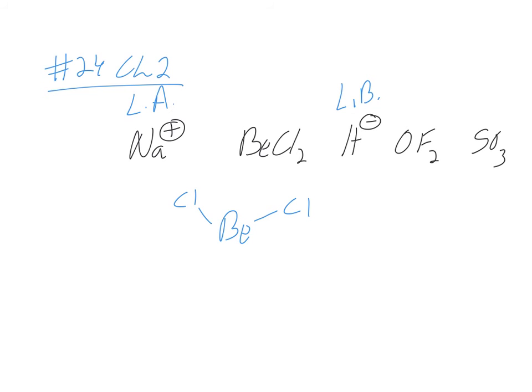Beryllium's above magnesium, right? So you probably know magnesium. It's also the far left of the periodic table. So is that going to be electron rich or electron deficient, do you think? Beryllium, on the far left side of the periodic table. Deficient, right? So it's going to be a Lewis what? Acid.